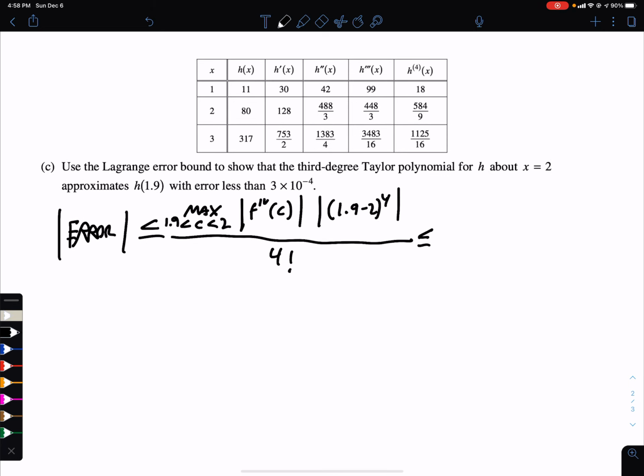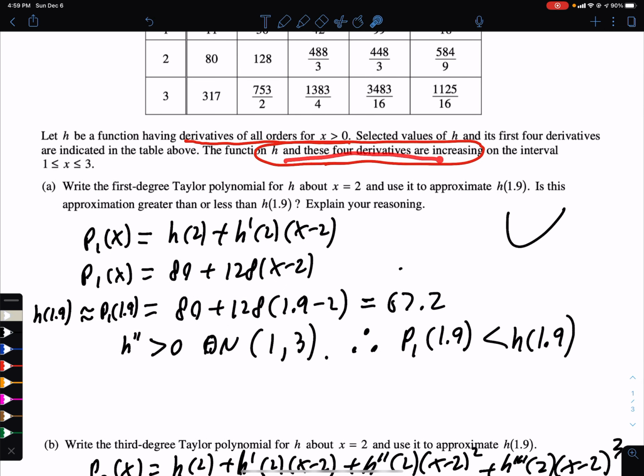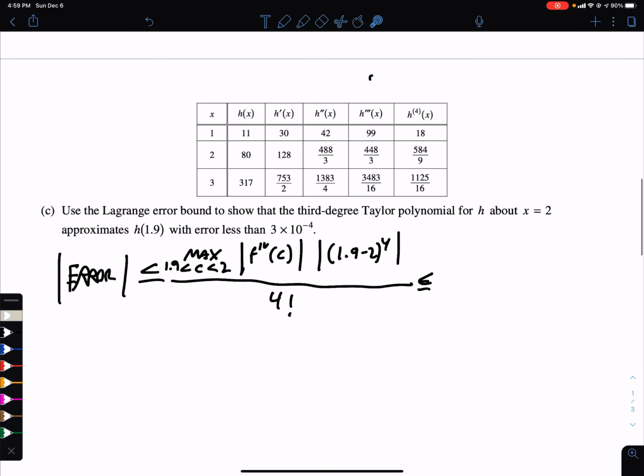This is less than. Now, here's a question. What is a number for the 4th derivative between 1.9 and 2? Well, here's where the fact that it's increasing comes in. It's going to be largest at 2 because we learned that all the derivatives are increasing. So if you're going from 1.9, which is down here, up to 2, the maximum will be at 2. So that is going to be replaced with 584 over 9.